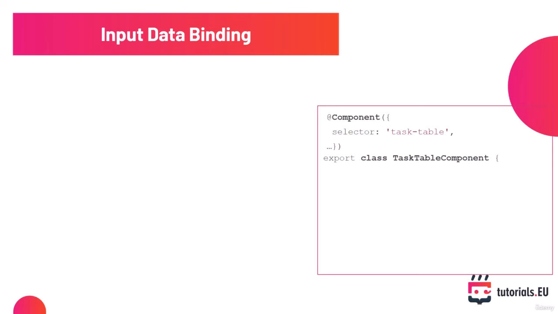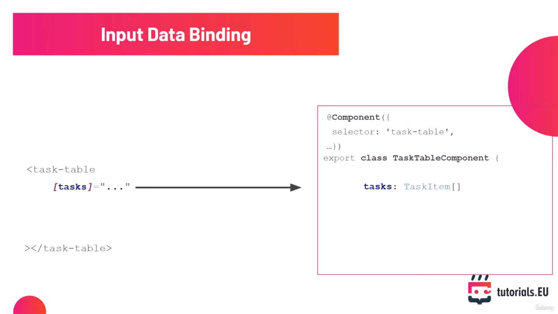So let's talk about input data binding right now in that short presentation. We created the task table component, and then we called it by its selector in our template. But we need to pass the task list to it. We wanted to bind the tasks to the task table component. So we added a public task field to the task table component. But that was not enough, right? The field was public. To make a field bindable, we need to decorate it with the @Input decorator.